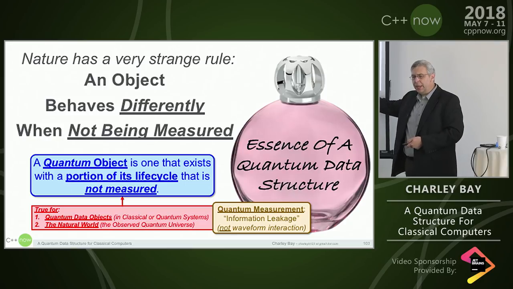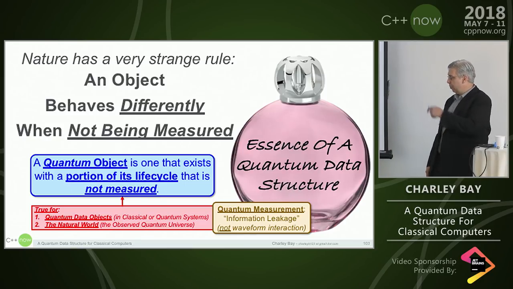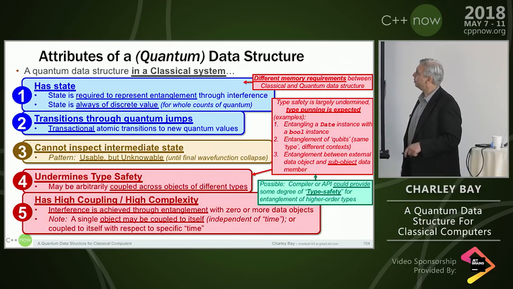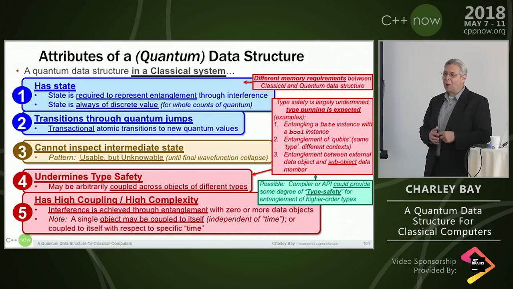And this is an interesting thing. Information leakage is a big topic by itself. You don't actually have to have particles interacting for it, but that's a here and there. Attributes of a quantum data structure.